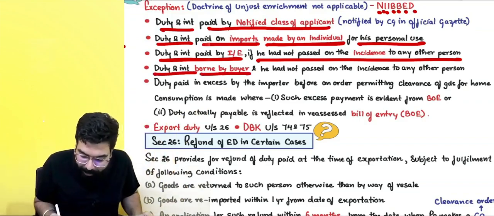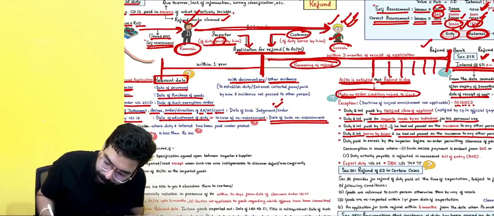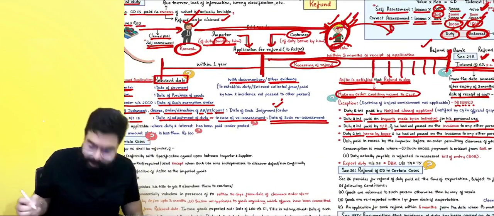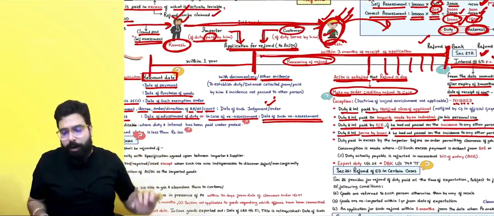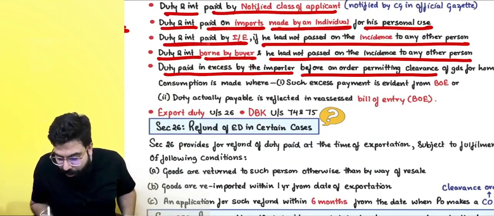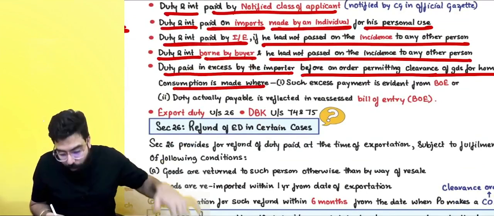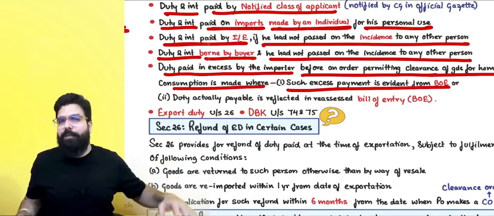Duty and interest borne by the buyer, and he has not passed on the burden. So the importer passed on the burden to him. If he is applying, then he has to prove that he has not passed on the burden further. Duty paid in excess by importer before an order permitting clearance of goods for home consumption is made, where such excess is evident from the bill of entry.